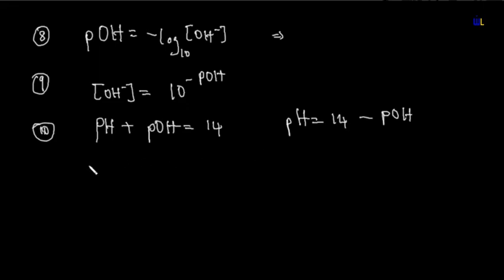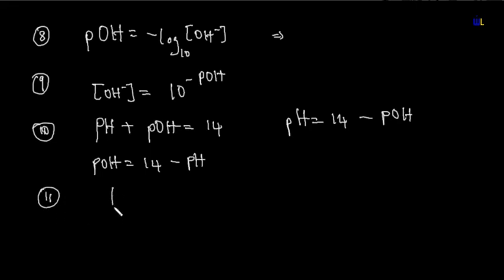Which means that pOH will be equal to 14 minus pH. Is this clear? Okay, very good. So with that said, I presume this is fully understood. Then we go to the next point, which is the 11th point.